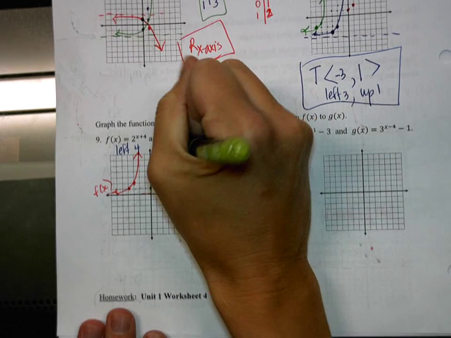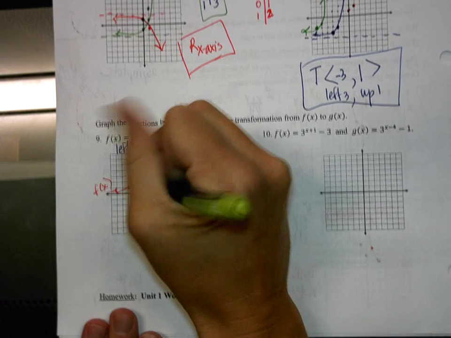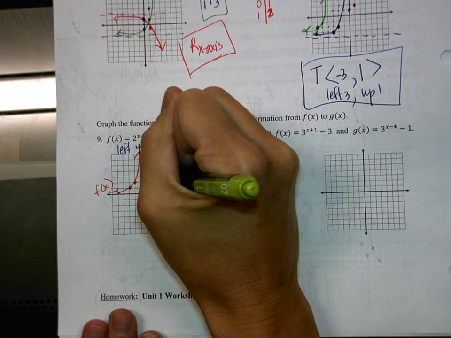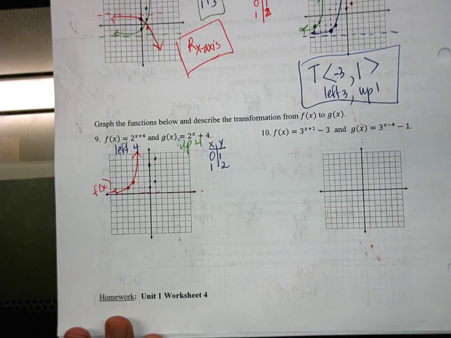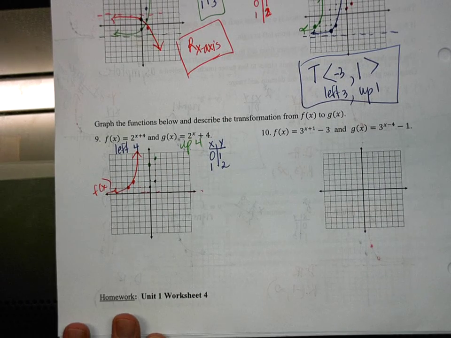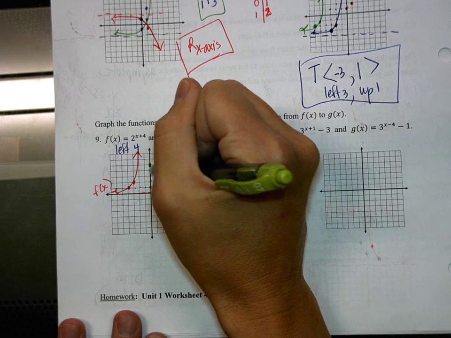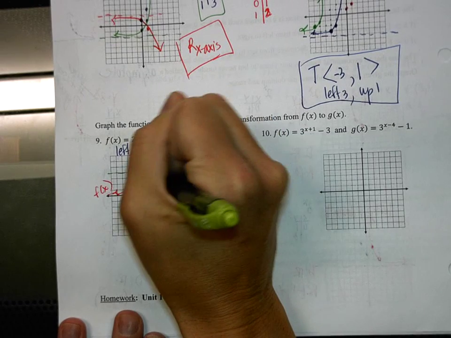So this one's going up 4. I'm going to start at these same original points, and then I'm going to go up 1, 2, 3, 4. Up 1, 2, 3, 4. And where would my asymptote be on this graph? Good. Positive 4. Okay, and that's where my graph would be, and we would label that g of x.